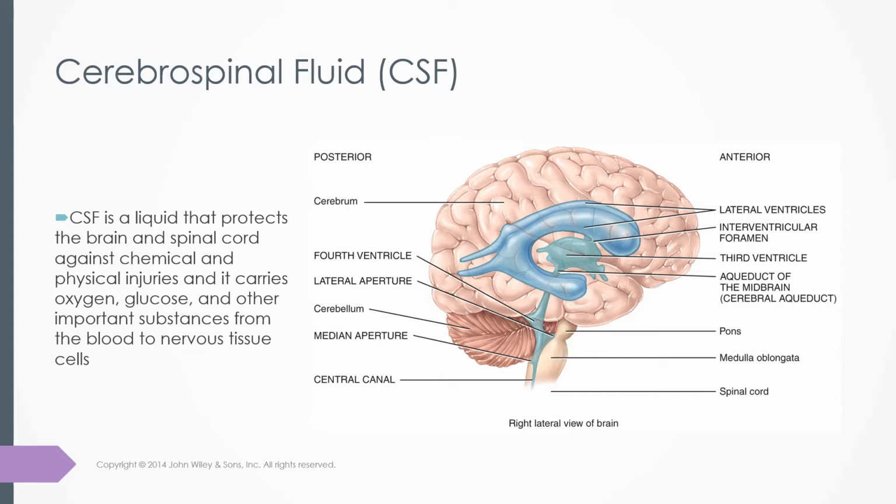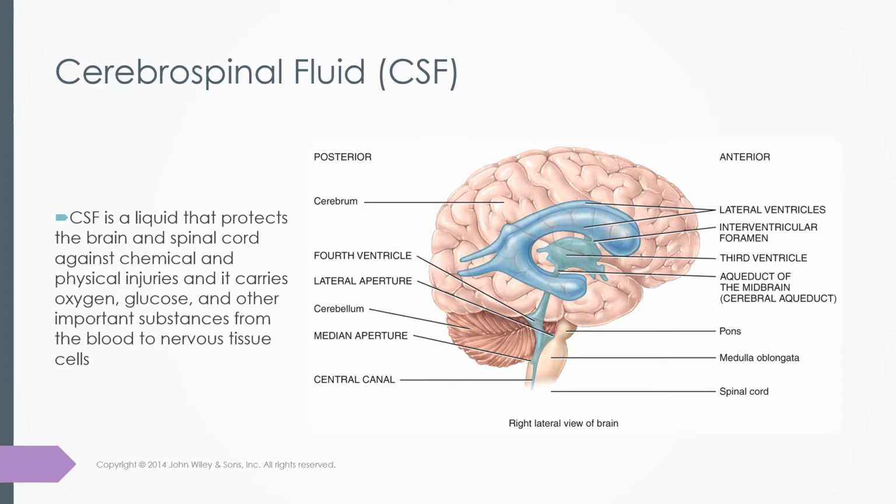Cerebrospinal fluid, abbreviated CSF, is a clear and colorless liquid. It's composed primarily of water, and it protects the brain and spinal cord from chemical and also physical injuries. It carries very small amounts of oxygen, glucose, and other needed chemicals to the neurons and neuroglia from the blood. CSF will continually circulate through cavities in the brain and the spinal cord and around the brain and the spinal cord in the subarachnoid space.